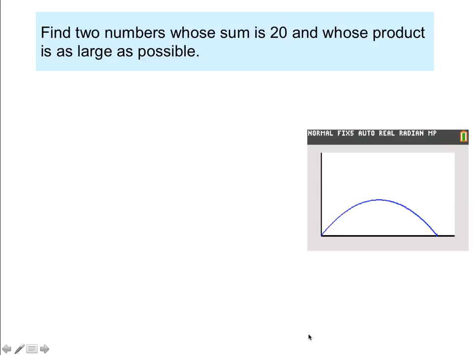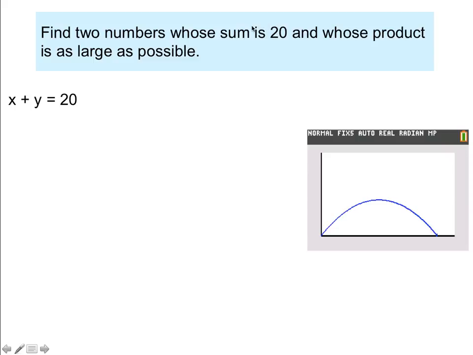Here's another optimizing problem. So we're reading for understanding again. It says find two numbers whose sum is 20 and whose product is as large as possible. So I mentioned in the last example, we always have two equations, a constraint and an optimizing function. And so when we're reading this, we see we need variables for two numbers. So let's call them x and y.